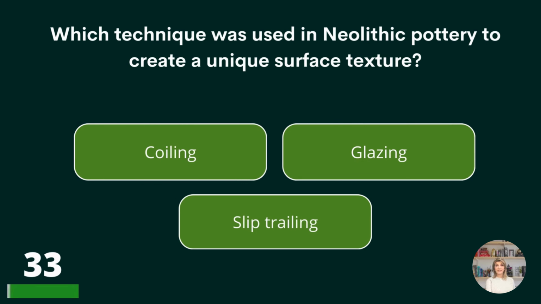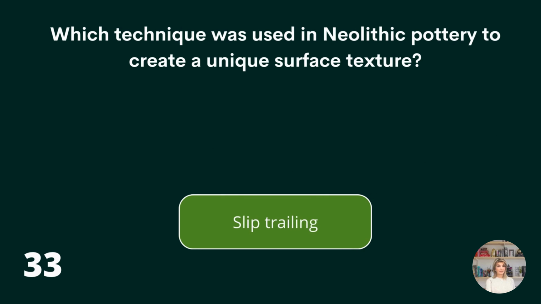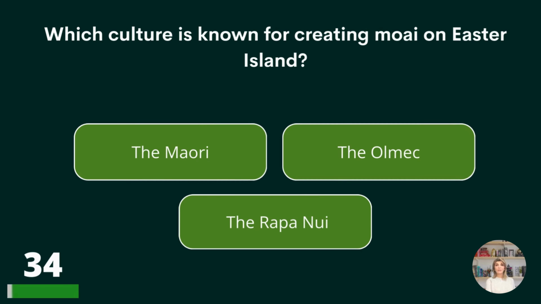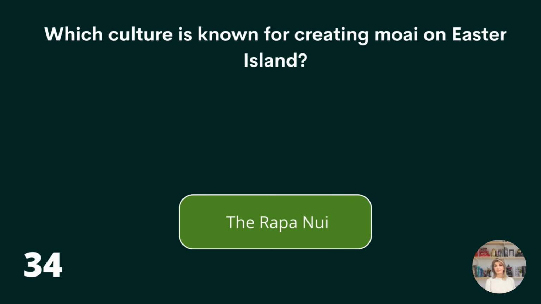Which technique was used in Neolithic pottery to create a unique surface texture? Foiling, glazing, or slip trailing? Slip trailing. Which culture is known for creating moai on Easter Island? The Maori, the Olmec, or the Rapa Nui? The Rapa Nui.